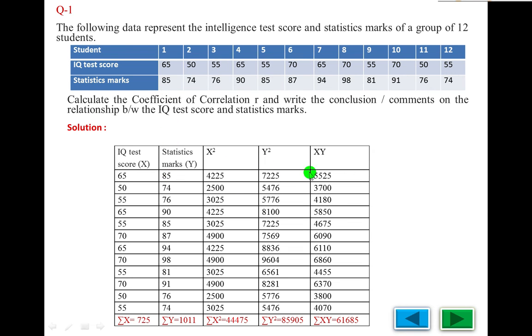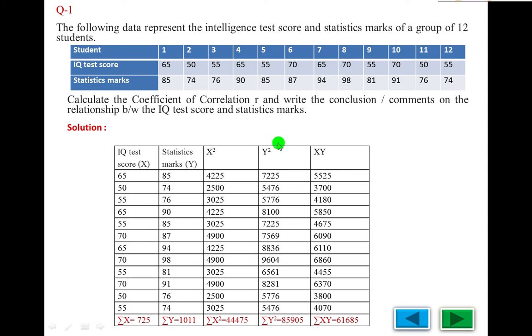According to the formula, we will first calculate x square of all the values of x, and y square of all the values of y. We will obtain the y square and the product of xy individually, and then add all these values. You will obtain the required terms: summation x, summation y, summation x square, summation y square, summation xy. Then calculate the coefficient of correlation r and write the conclusion or comments on the relationship between the IQ test and statistics marks. First we calculate the required terms and then substitute in the formula.